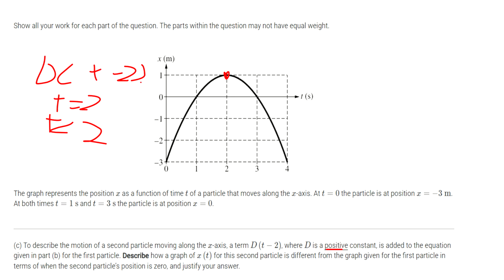minus 2 will be negative. So positive times negative is negative. And so if we're adding something negative, that means we're subtracting, and therefore this will be shifted this way, because it'll be less.